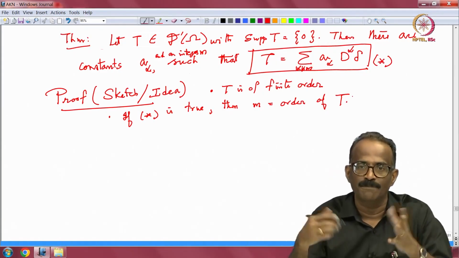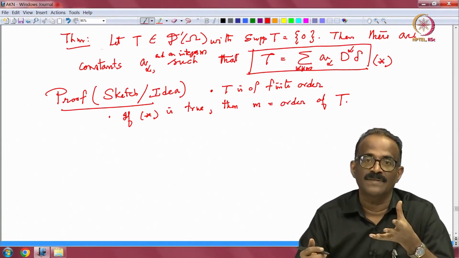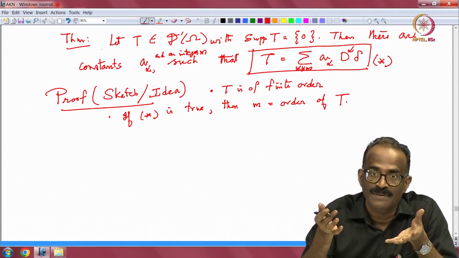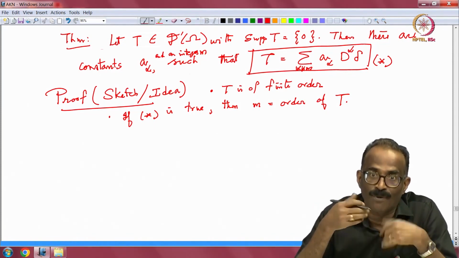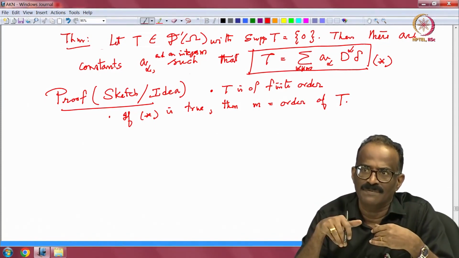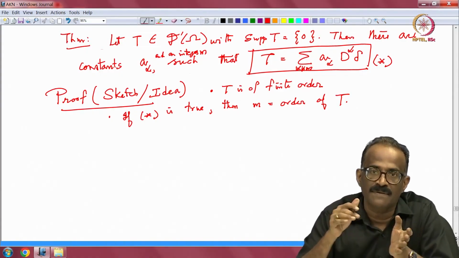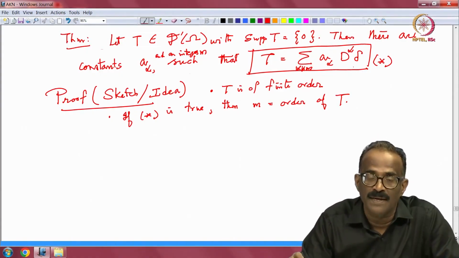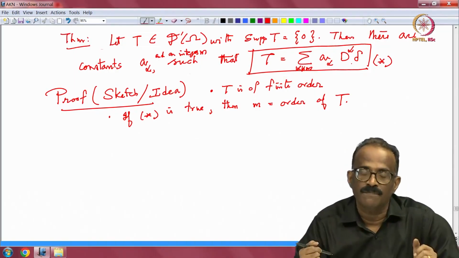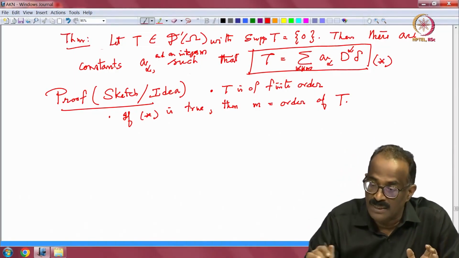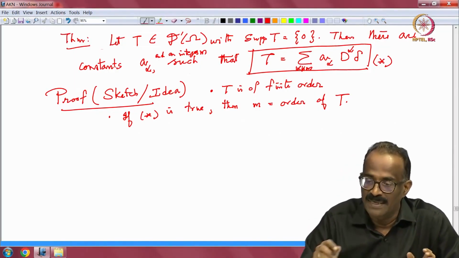And then if star is true, then m has to be the order of T, because if m is bigger, the estimate needs bigger derivative knowledge. If the estimate works for smaller m, then smaller is enough. So, it cannot be anything different. If at all, we expect that the order of T has to be m. So, these are the two observations we immediately make.